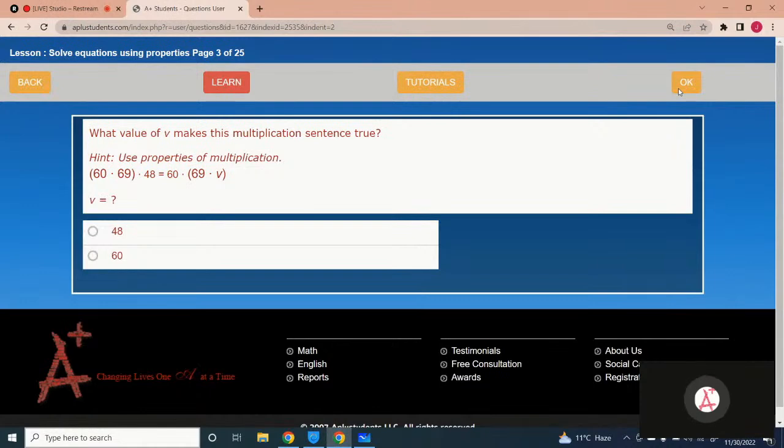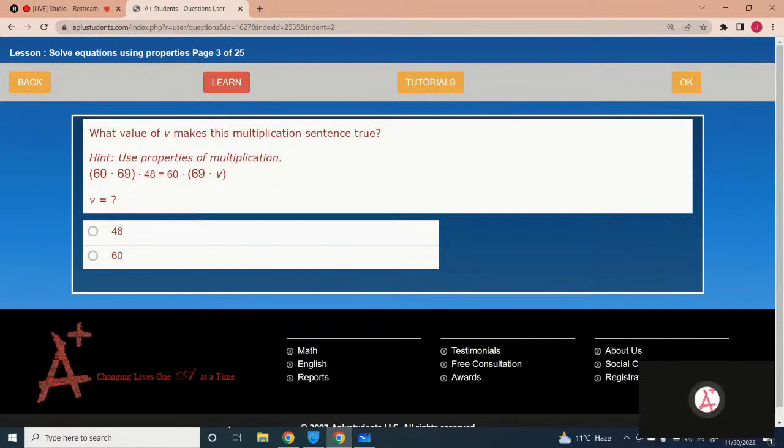What value of v makes the multiplication sentence true? We just did this with the distributive property of multiplication. So keep the distributive property of multiplication in mind. What is the value of v? 68 or 60? Which option is the correct one? Is it 48 or is it 60?